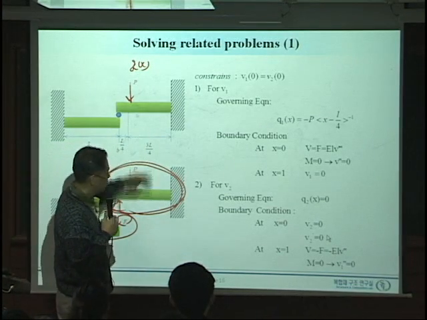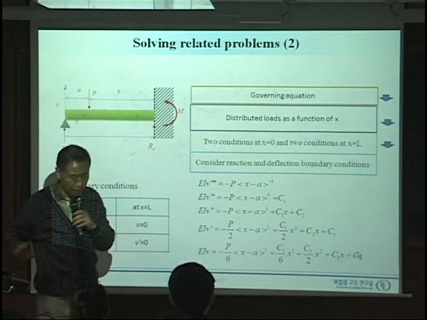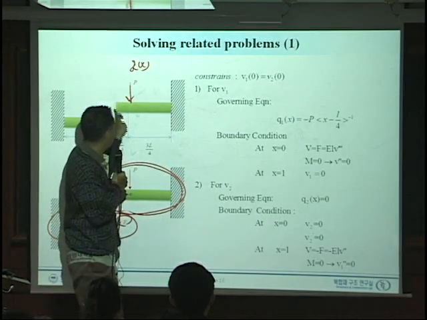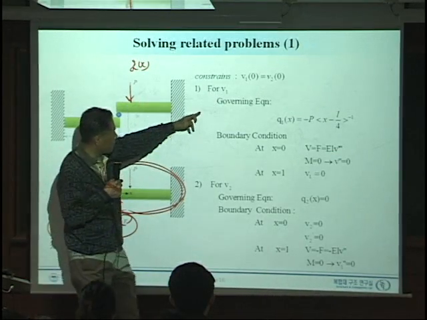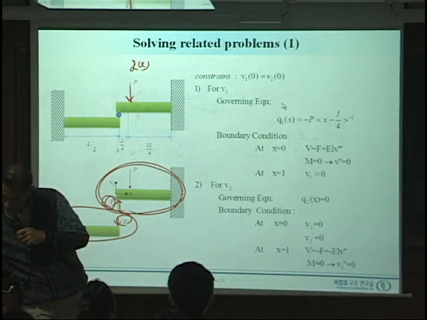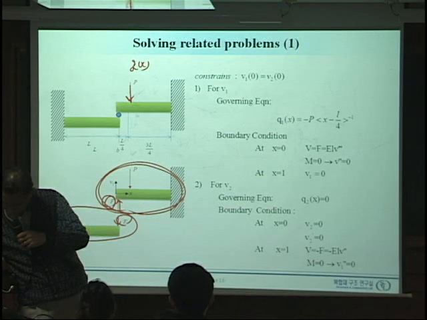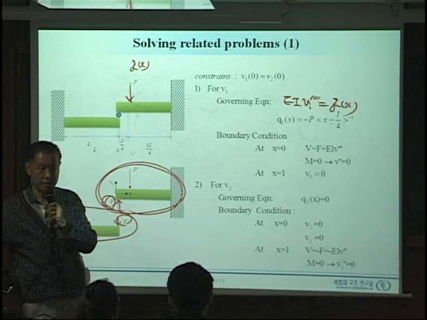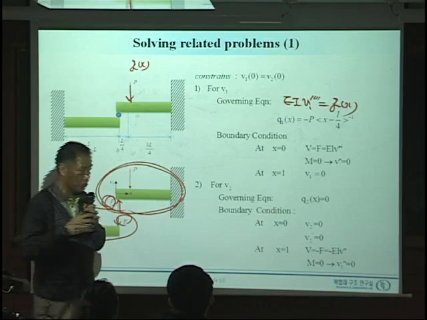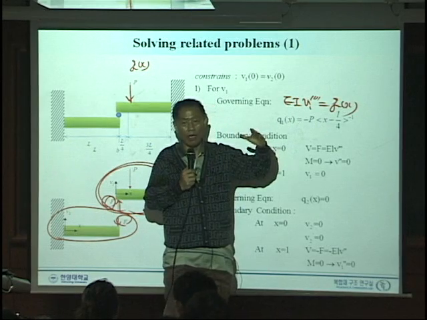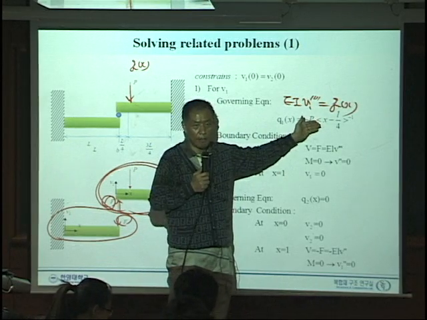Well, next one is the new problem. It's not the same as this one. So anyhow, for V1, to solve this one, the governing equation is EI V1 equal Q(x), right? This is the governing equation. Do not hesitate. You have to write down this equation, okay? Every time you have a beam problem, just write it down.